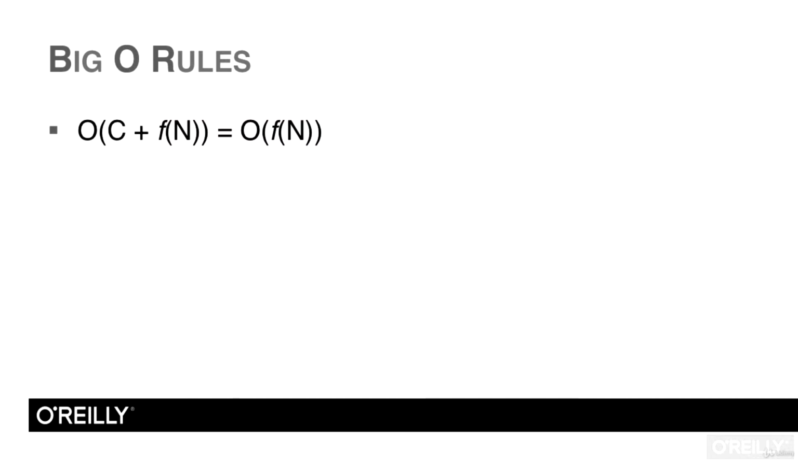Notice that this rule also means you could ignore constants that are added to a function. For example, order c plus f of n, for some constant c, is the same as order f of n. That's because the constant c is also a function, it just has a constant value. Because a constant is smaller than any function that increases as n increases, you can ignore the constant. That's Rule 3. If the behavior depends on the sum of two functions, you can ignore the smaller function.